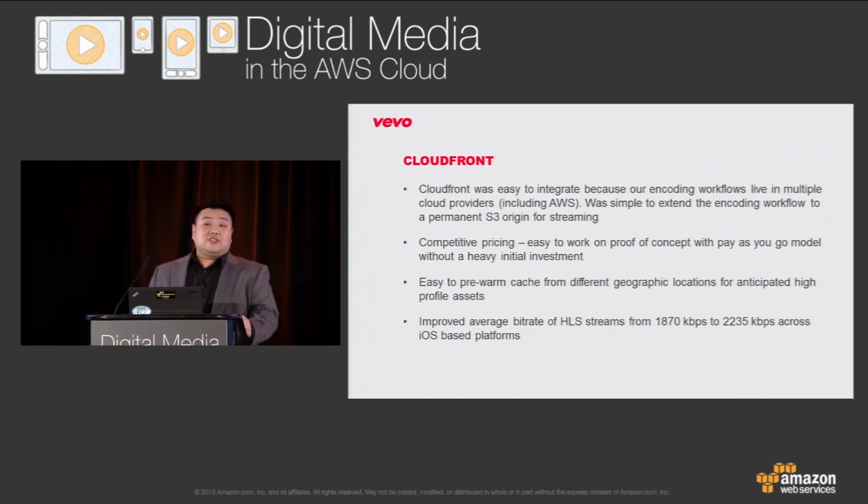And one of the things we're able to do is actually, with our HLS and CloudFront implementation, we improved our average HLS video bit rate from 1870 kilobits per second to around 2200 kilobits per second. So it ultimately resulted in higher quality video for the end users without really sacrificing anything in terms of price.